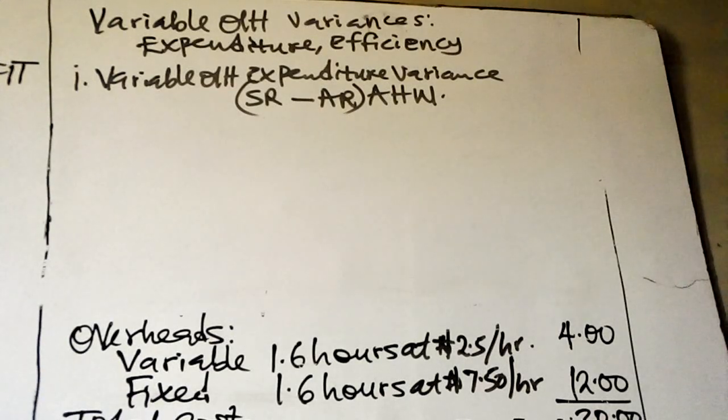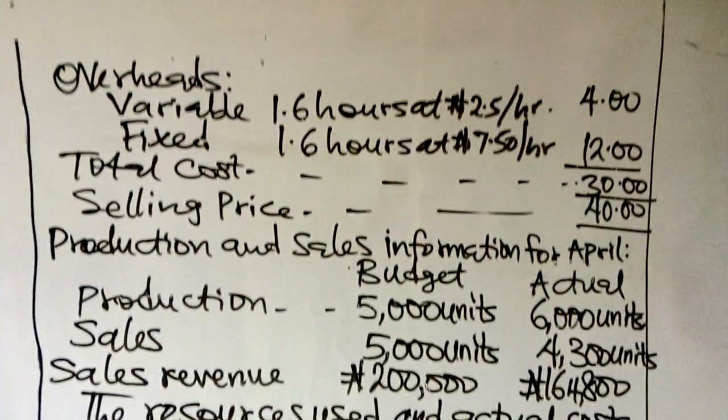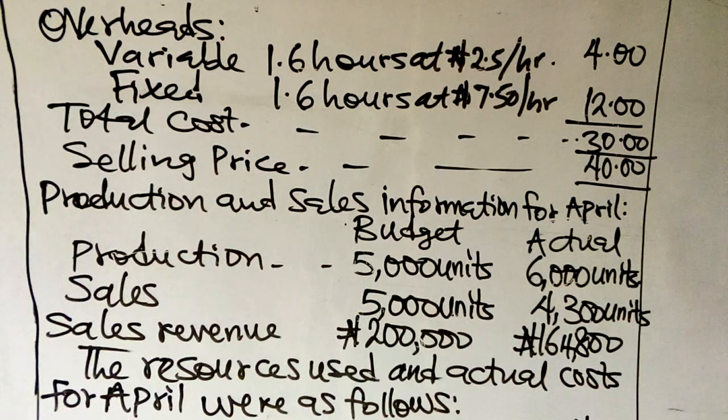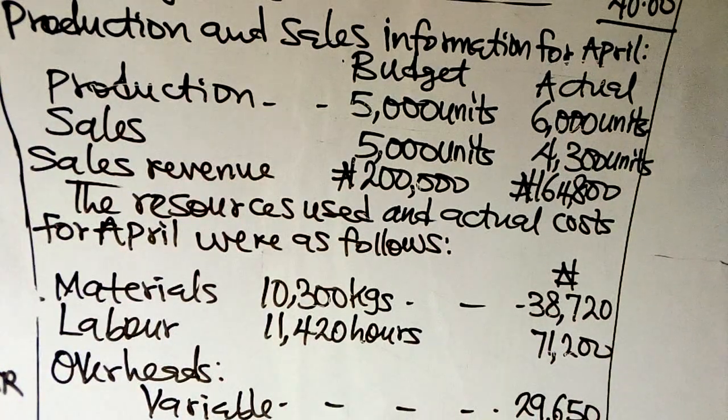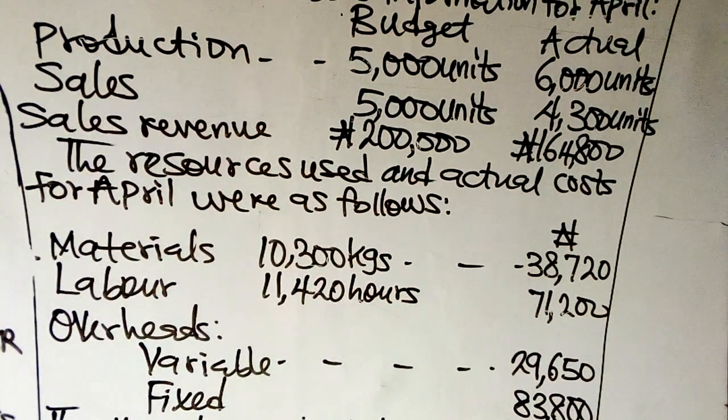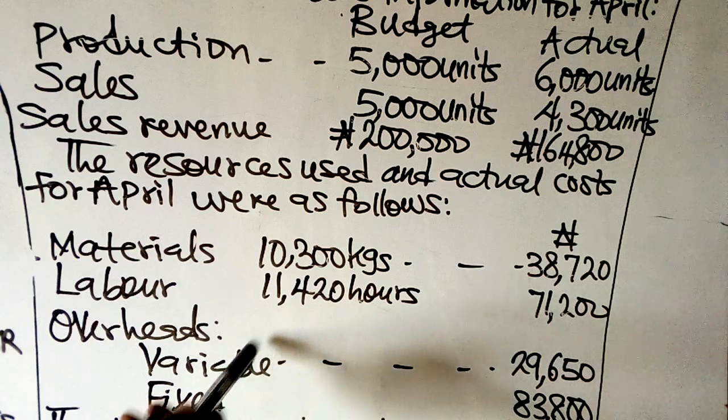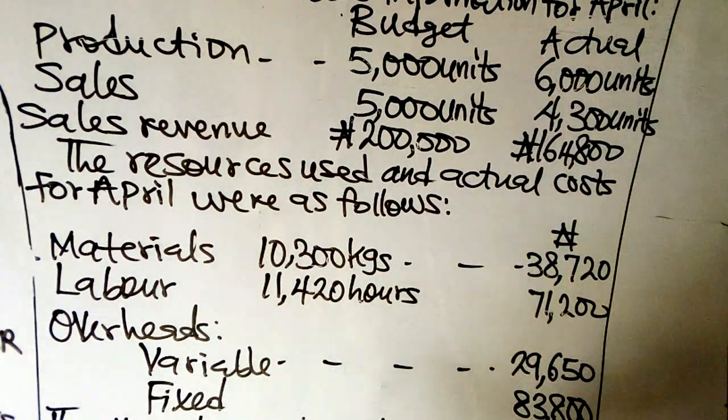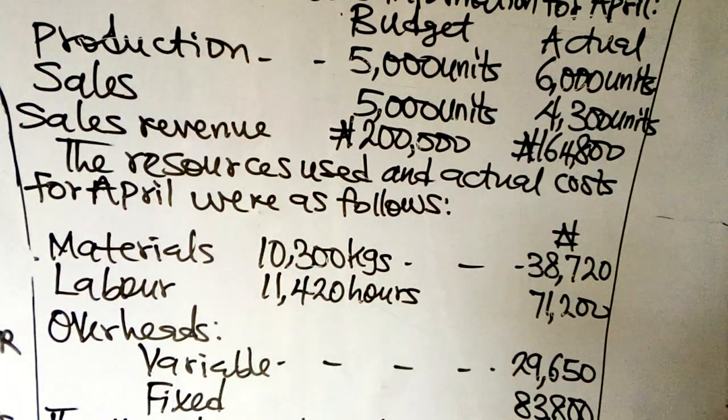So, what is our variable overheads standard rate? The standard rate is given to be 2.5 naira per hour, and this is the standard cost per unit. Then, what is the actual rate? Don't forget the same hours you use for labor will be used for overheads. The actual variable overheads cost is 29,650. And don't forget our actual hours worked is 9,150, not the one paid for, after the deduction of the idle time. So 29,650 divided by the actual hours worked of 9,150 will give you 3.2404. It's a continuous variable to avoid the rounding off error.